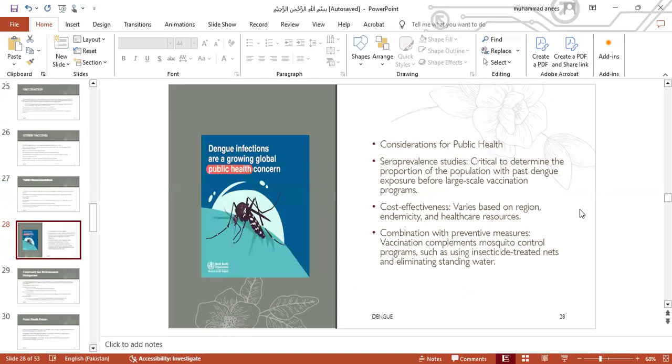Now, considerations for public health. Seroprevalence studies are critical to determine the proportion of the population with past dengue exposure before large-scale vaccination programs. Cost effectiveness varies based on region endemicity and healthcare resources, in combination with preventive measures. Vaccination complements mosquito control programs such as using insecticides, treated nets, and eliminating standing water.